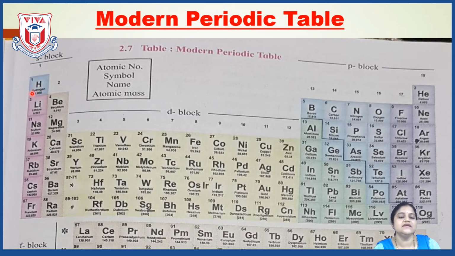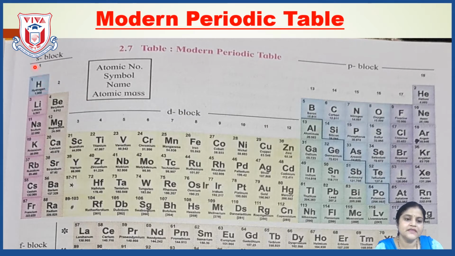Now here, there are in all 7 periods, and the whole table is also divided vertically into a total of 18 groups. If you count in continuation, 1, 2, and it goes on, then 13 to 18. So these vertical columns are called groups. Now, specific groups have specific names.